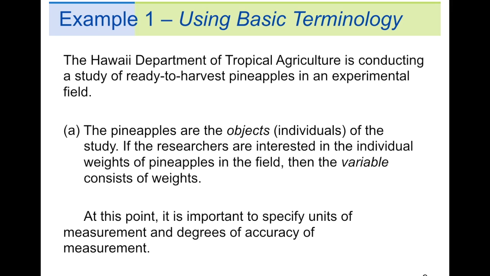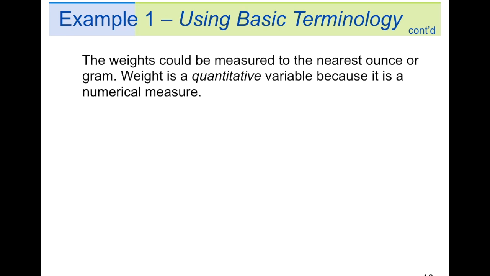At this point, it's important to specify units of measurement and degrees of accuracy of measurement. So in this case, if you're dealing with weights, you probably want to be in pounds unless you're using a different unit, but whatever the units are in. Degrees of accuracy is essentially how many decimal places you rounded to. Like, I rounded to 4 decimal places, or with 4 degrees of decimal accuracy, that sort of thing. The weights could be measured to the nearest ounce or gram. Weight is quantitative because it's a numerical measure, because there's a number.